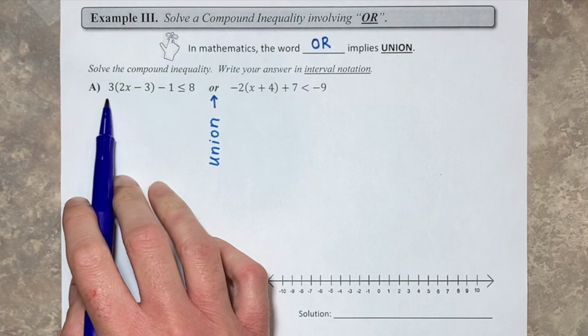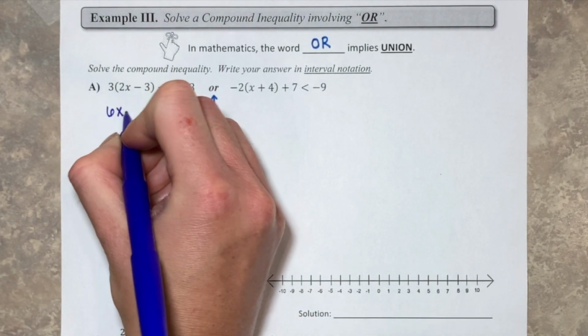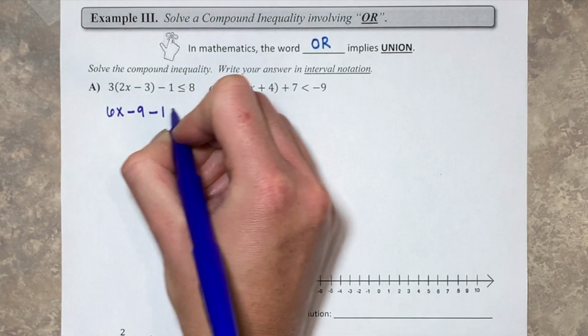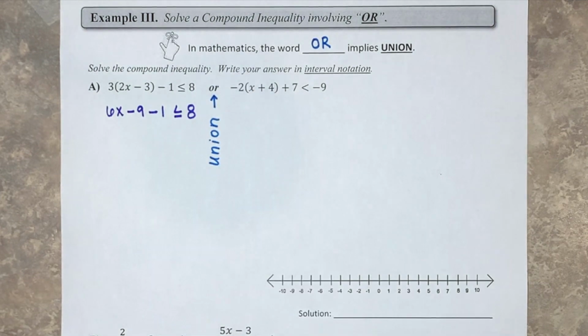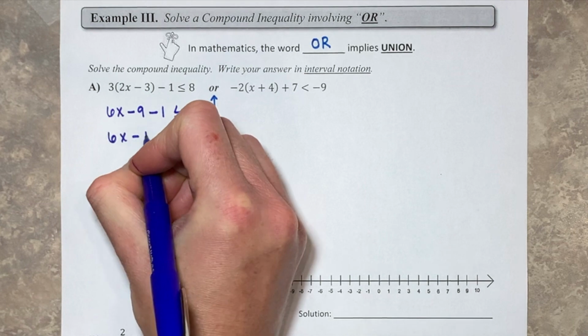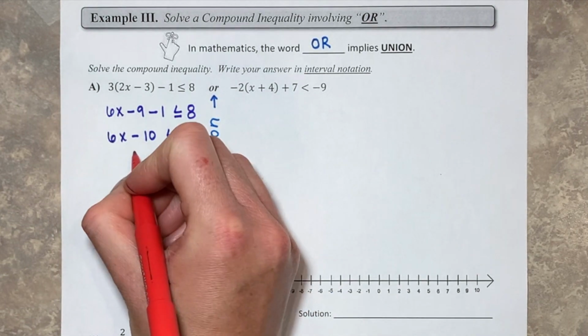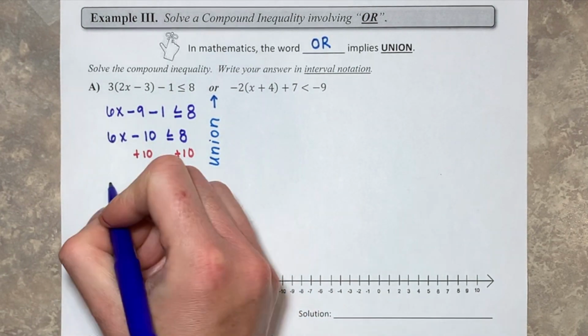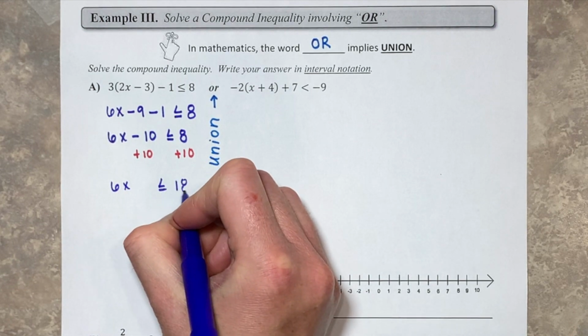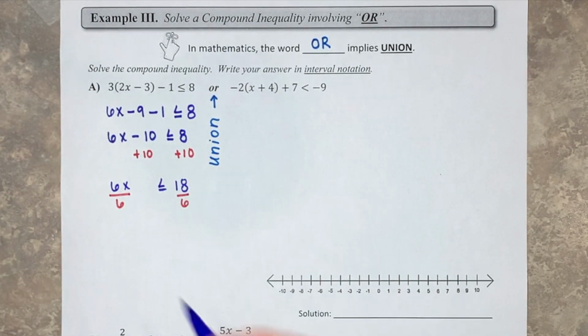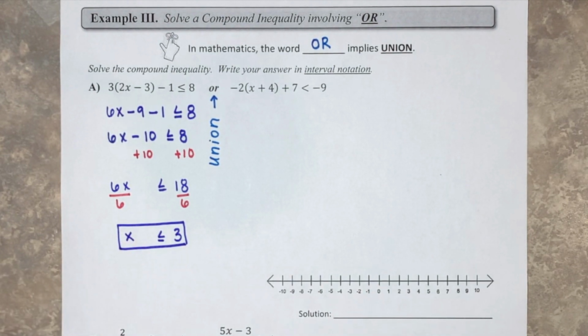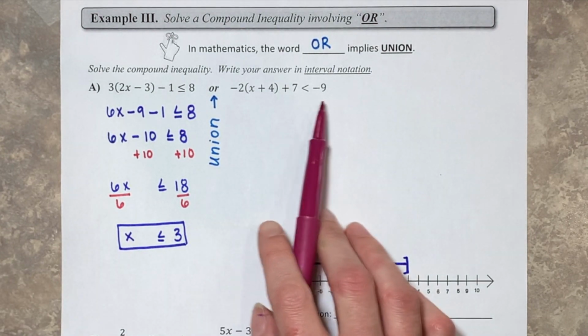We'll start by distributing the 3 to leave us with 6x minus 9 minus 1 is less than or equal to 8, and then we'll proceed to solve this inequality. Now let's go ahead and graph this on the number line. Next, let's solve this inequality on the right.